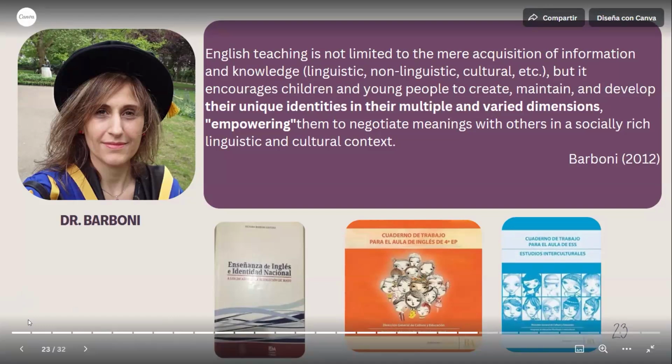This means that in my understanding of Barboni, teaching English to students is about providing them with opportunities to interact with texts, with people, with situations from other cultures, and thus enriching their worldview, not only talking about them, but talking with others altogether, right?